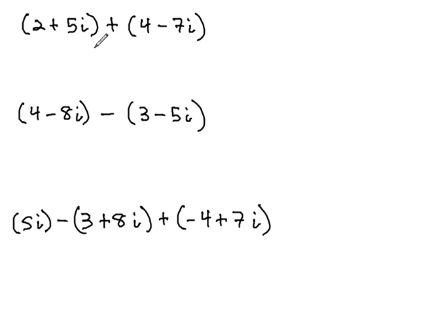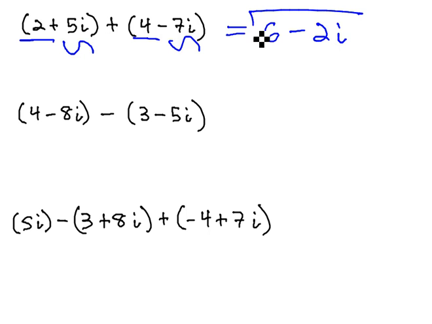When we have 2 plus 5i, plus the complex number 4 minus 7i, we'll combine the 2 and the 4, the real part, to get 6, and we'll combine the i's. 5i minus 7i is negative 2i, and we get our final solution of 6 minus 2i.